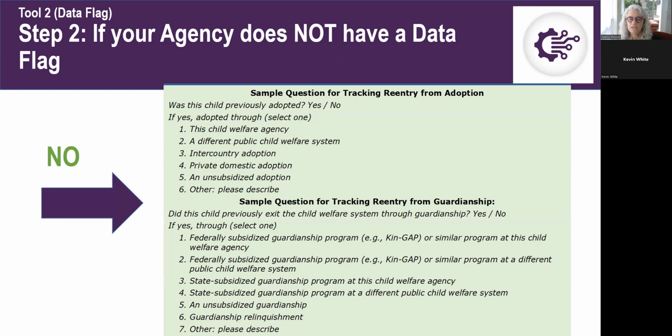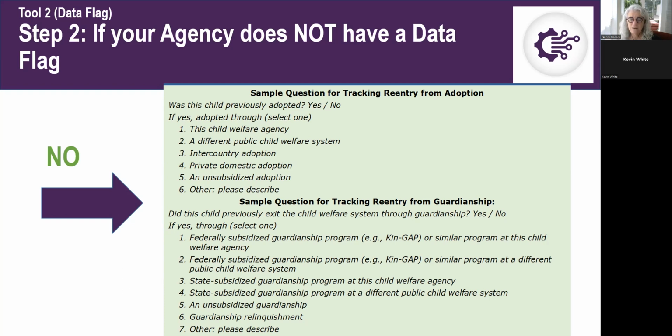The first sample question is, was this child previously adopted? With response options, yes or no. If yes, the user then selects the type of adoption from the following 6 options. This child welfare agency, a different public child welfare system, intercountry adoption, private domestic adoption, an unsubsidized adoption, or other, please specify. The second question is, did this child previously exit the child welfare system through guardianship?